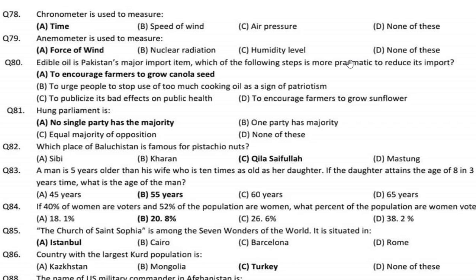Edible oil is Pakistan's major import item. Which of the following steps is more pragmatic to reduce its import? Option A, to encourage farmers to grow canola seed. Hung parliament is when no single party has the majority. Which place of Balochistan is famous for pista nuts? Option C, Kila Saifullah.